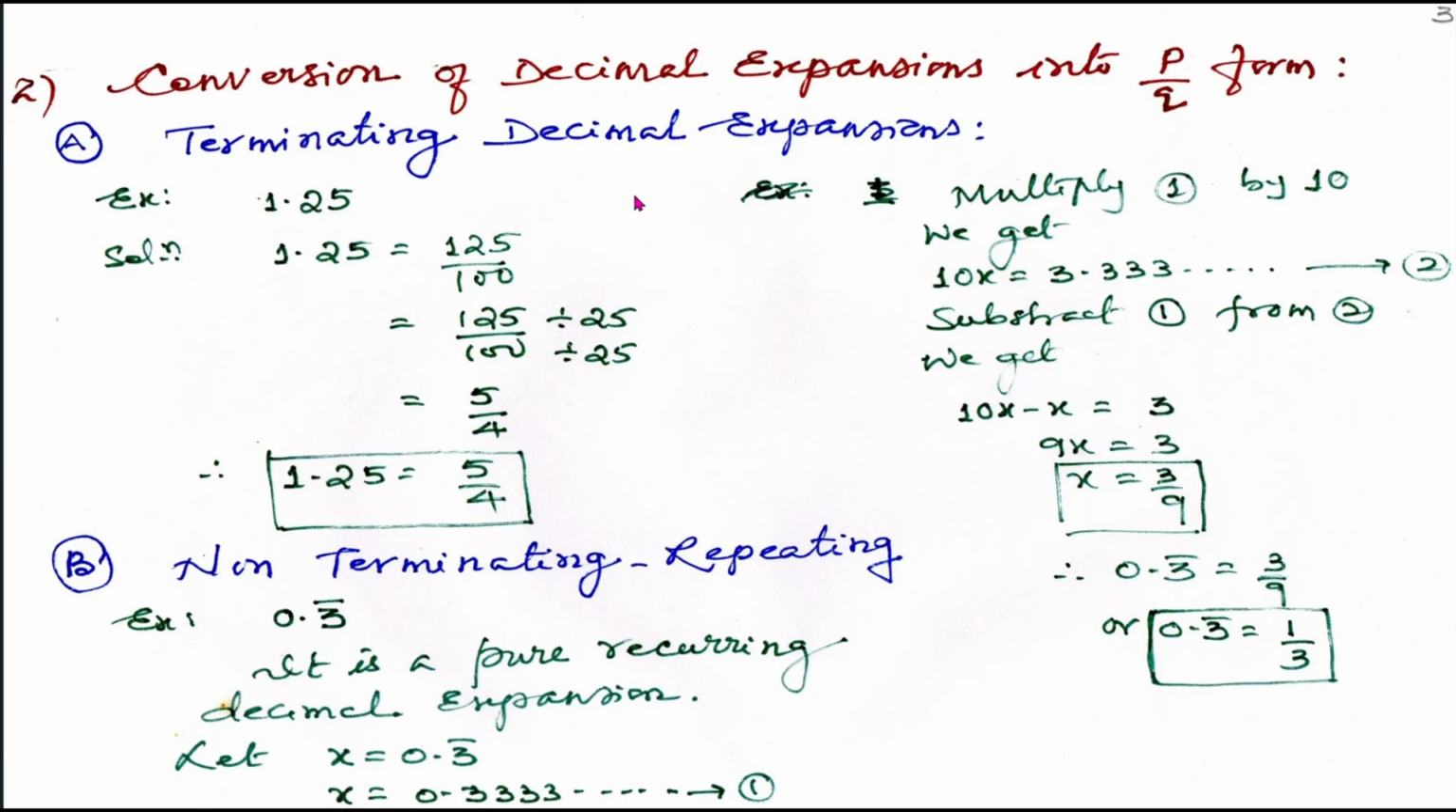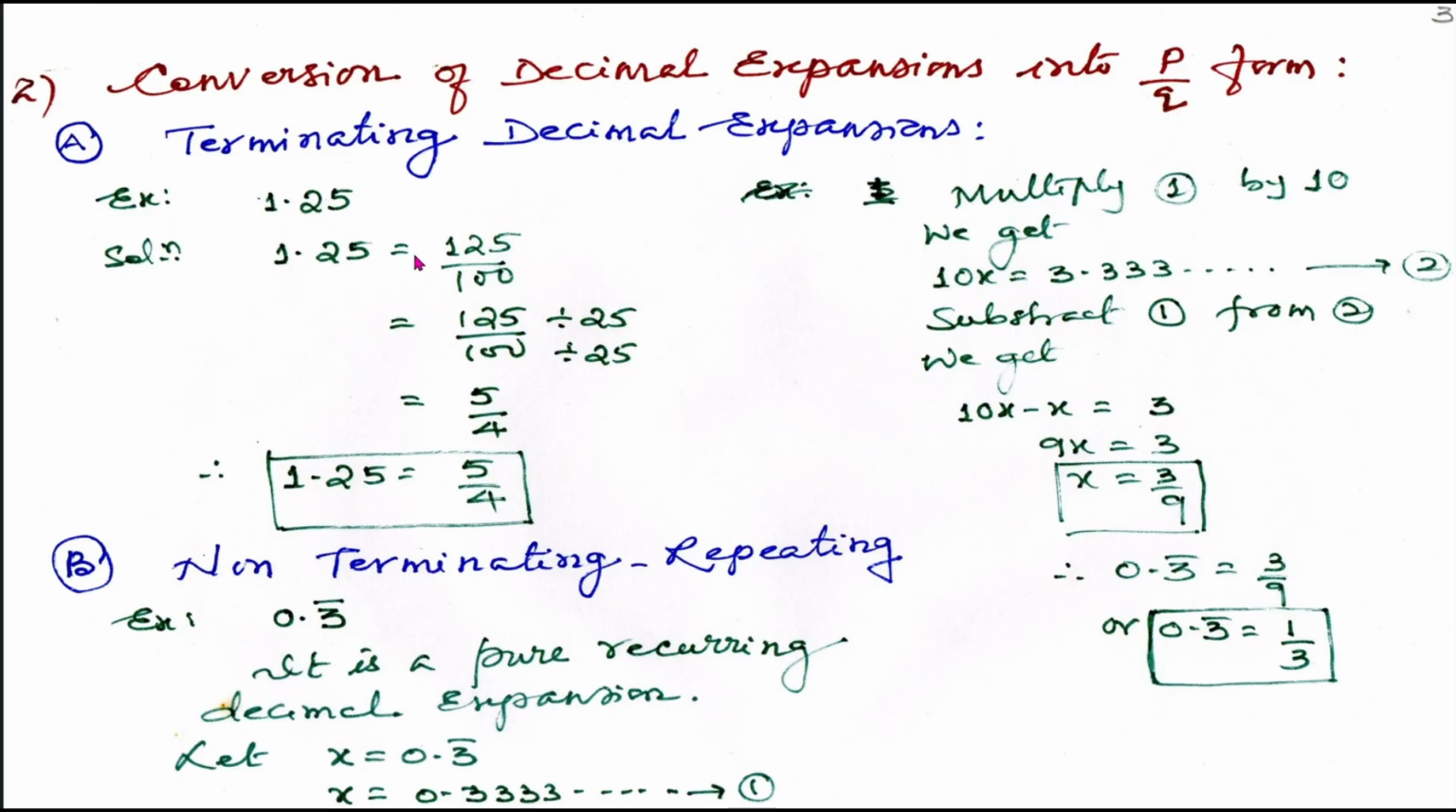Let us understand this. We know that the decimal expansions that represent rational numbers are terminating decimal expansions and non-terminating and recurring decimal expansions. So let us take an example. 1.25 is a decimal number. It is a terminating decimal expansion because there are limited decimal numbers here. That is 1.25. There are 2 digits of decimal part here.